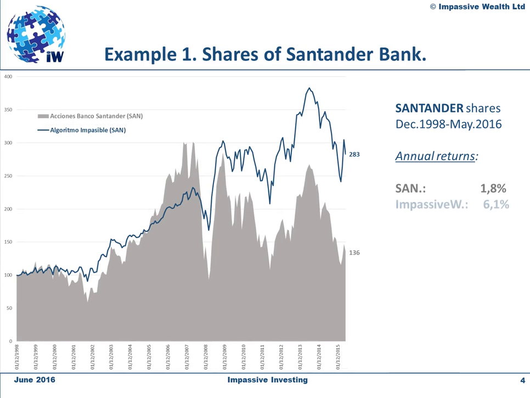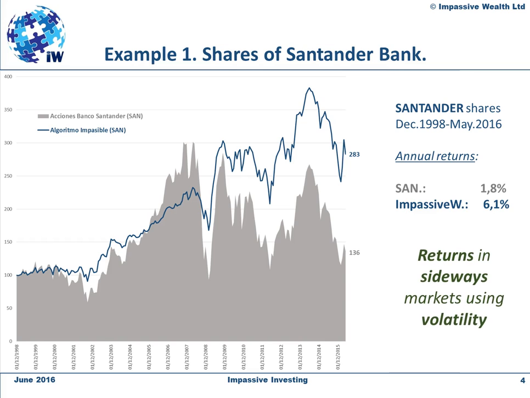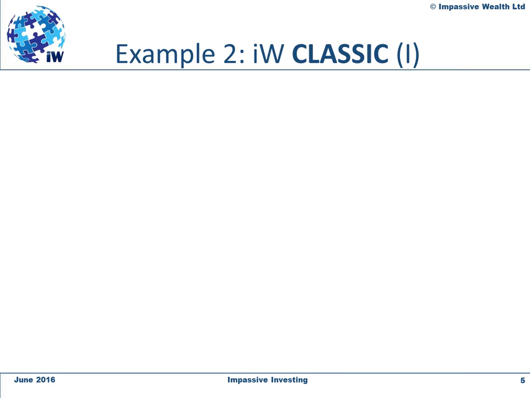Annualized 1.8%. So what happens if we apply the algorithm to the Santander shares and do this buying and selling once a month? Well, we turn 1.8% into 6.1%, okay? And so, in a sideways market or with shares that go nowhere, you can still make money using impassive investing, right? Lesson number one.